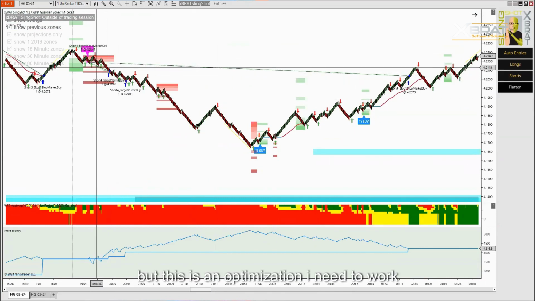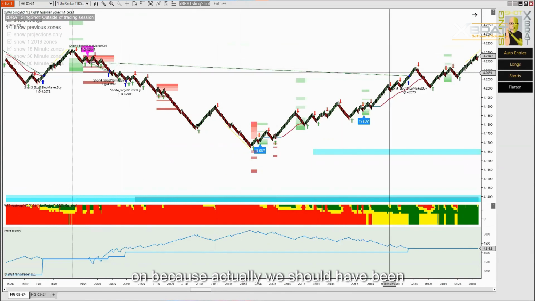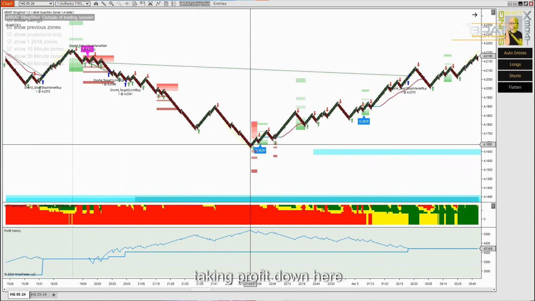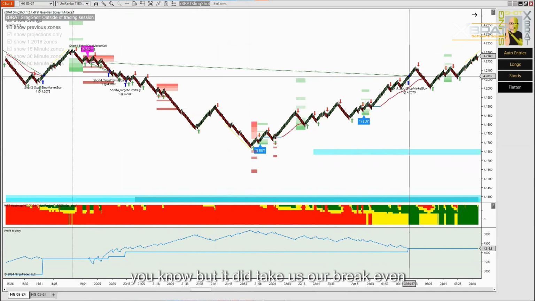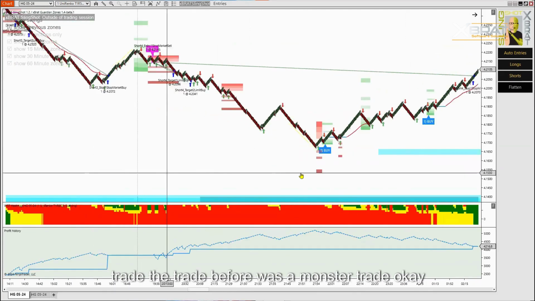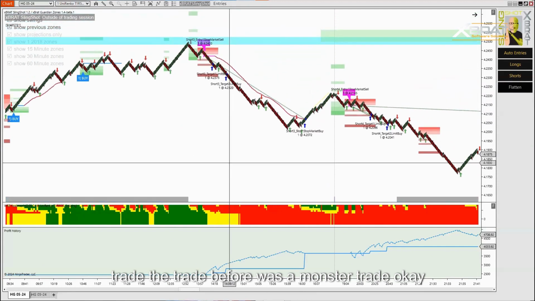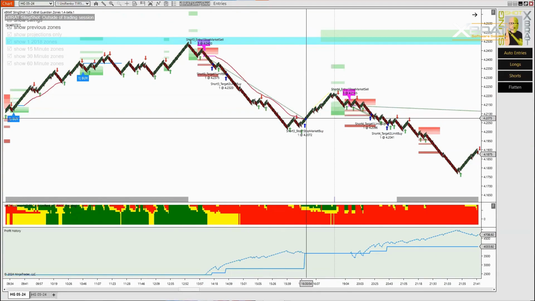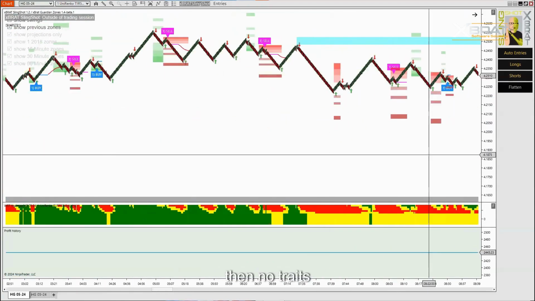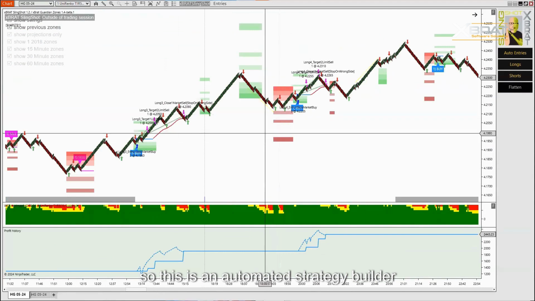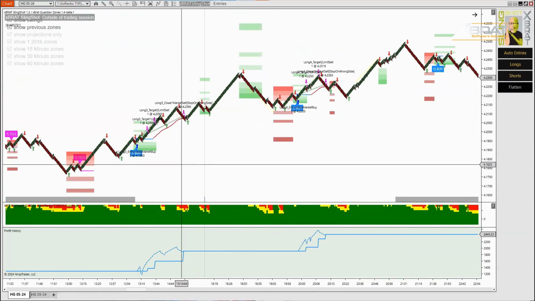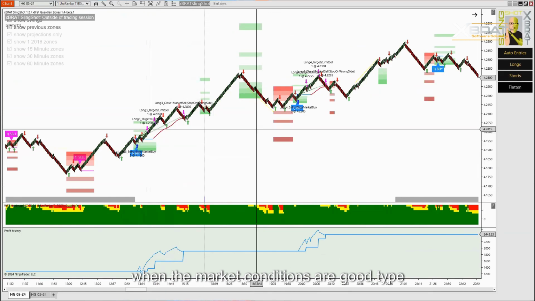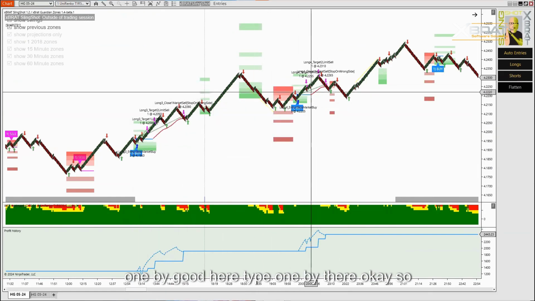but this is an optimization I need to work on, because actually we should have been taking profit down here. You know, but it did take us out of break even at this point. It was a reasonably good trade. The trade before was a monster trade, okay? At this point here, really, really big. And then no trades. So this is an automated strategy builder optimized to trade the slingshot at the right times of the day, days of the week, when the market conditions are good. Type 1 buy, good here, type 1 buy there.